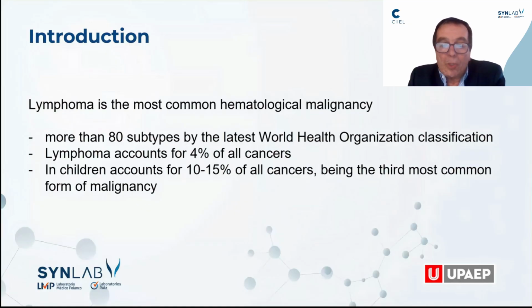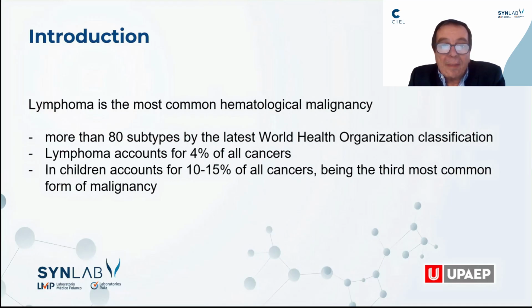Lymphoma is the most common hematological malignancy. It accounts for about 4% of all cancers and is the third most common malignancy in children. More than 80 subtypes are classified by the World Health Organization.